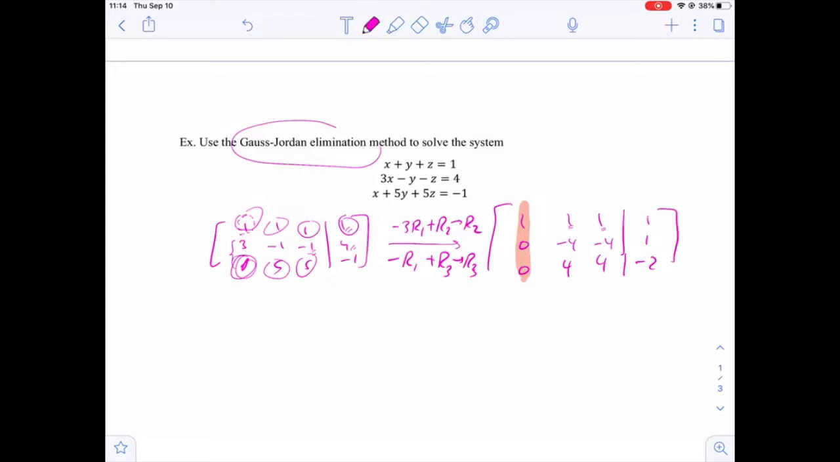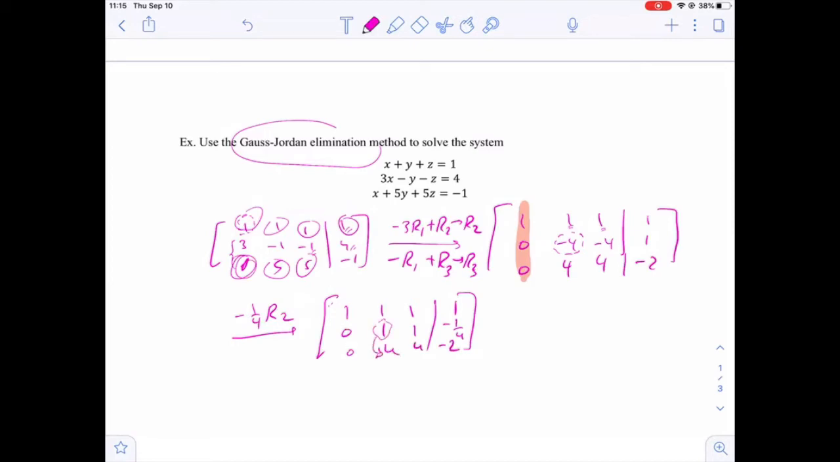Now for the second column, we look at this number here and we want to make it equal to 1. We can do this by multiplying row 2 by -1/4, because one of the basic or elementary row operations is that we can multiply any row by any number other than 0. So let's multiply the second row by that number. By multiplying by -1/4, that means we divide by -4, so we get 1, 1 here, -1/4, and the last one stays the same. So we got 1 here.